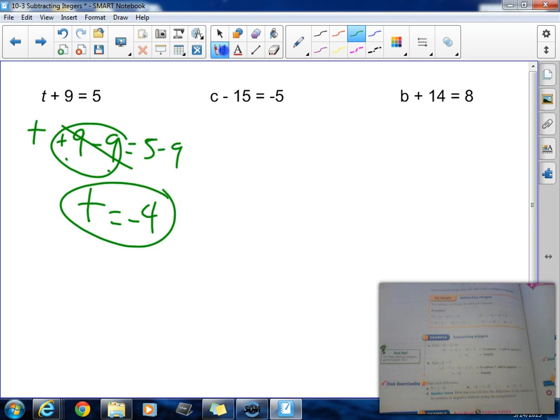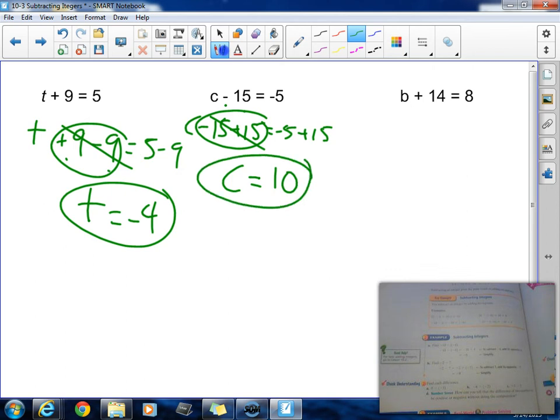Now this next one, c minus 15 equals a negative 5. Now this, we're going to do the opposite to get c by itself, so it's going to be c minus 15 plus 15 equals negative 5 plus 15. So this is going to cancel out. Minus 15 plus 15, 0. So we're going to be left with c is going to equal, now you have negative 5 plus 15 is going to be 10. Positive 10. So the answer is positive 10. C equals positive 10.